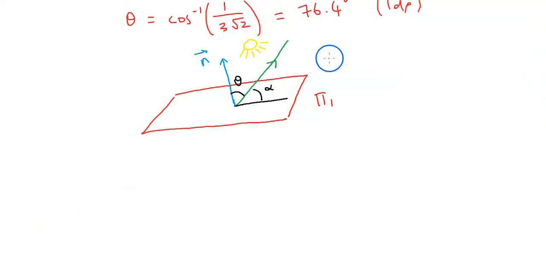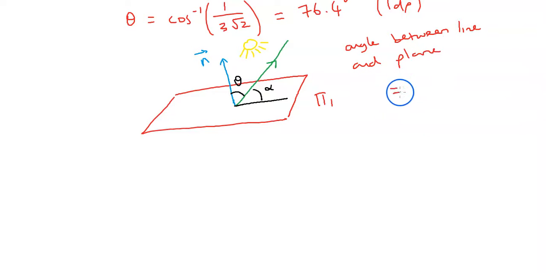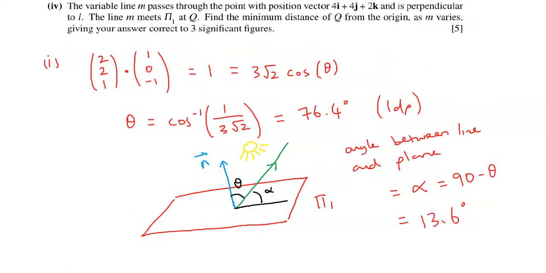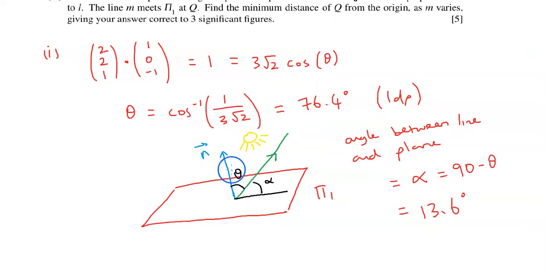So actually the final answer is the angle between line and plane is equal to alpha, which is equal to 90 minus theta, which is equal to 13.6 degrees. So be careful with questions asking you to calculate the angle between a line and a plane. I suggest always drawing a little picture to make sure you get the right angle.